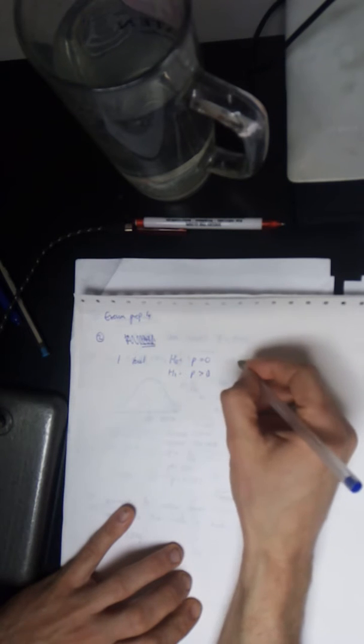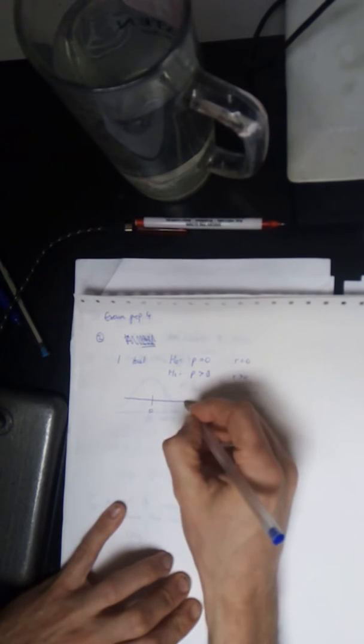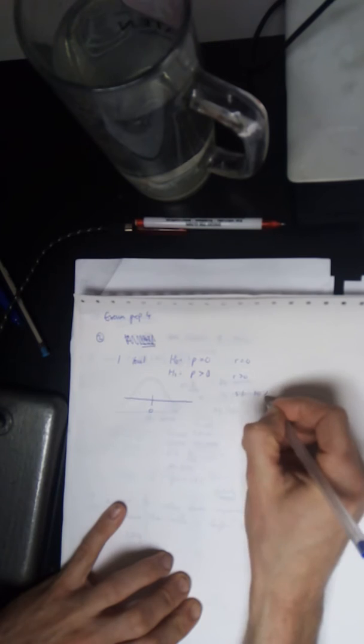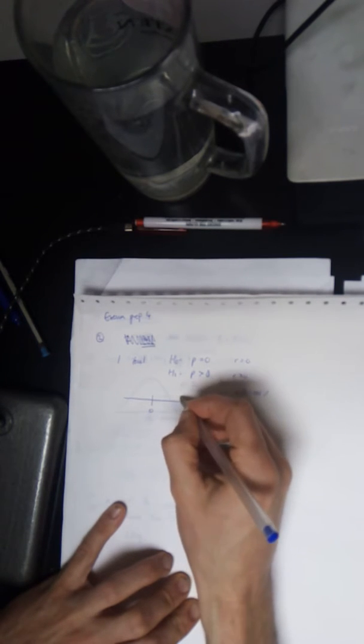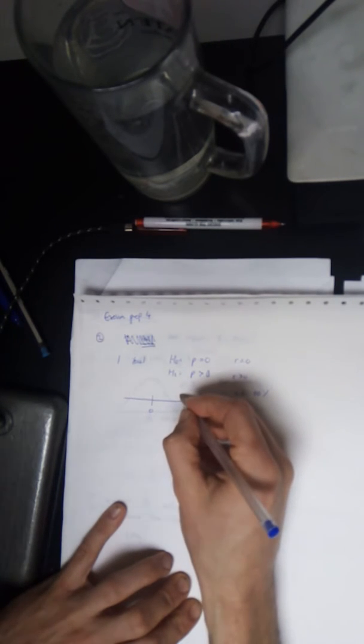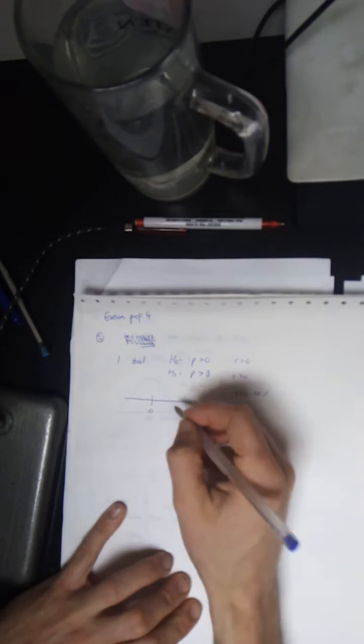So we've got r, or rho, equals 0 against rho greater than 0. What we've got here is 0 in the middle, and we've got a significance level of 10%. What's our critical value? We don't know. We need the table for that. Okay, let's have a look at the table.